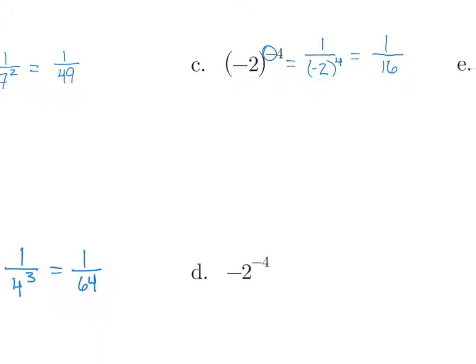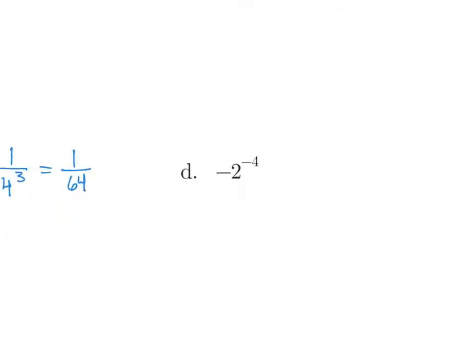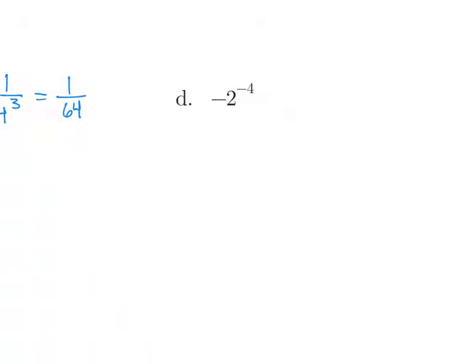So now let's look at D and talk about the difference between these two. D, if we have negative 2 raised to the negative 4 without parentheses, remember that the exponent is not acting on the negative 2. This is essentially negative 1 times 2 to the negative 4. So I'm going to keep my negative, and I'm going to go ahead and flip my 2 to the negative 4 down to the bottom.